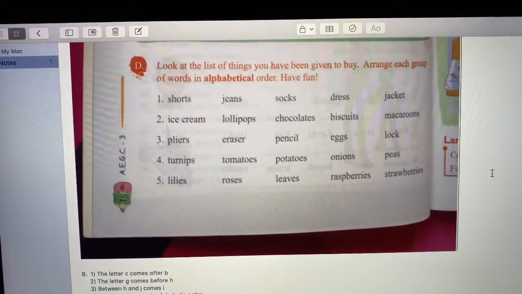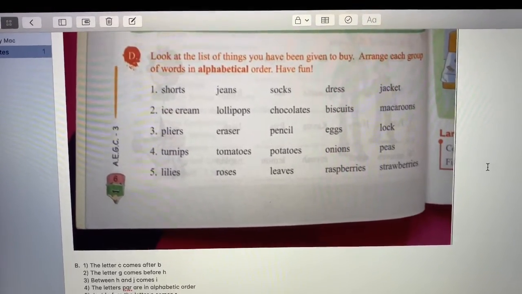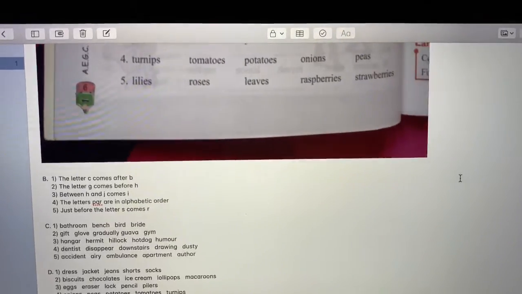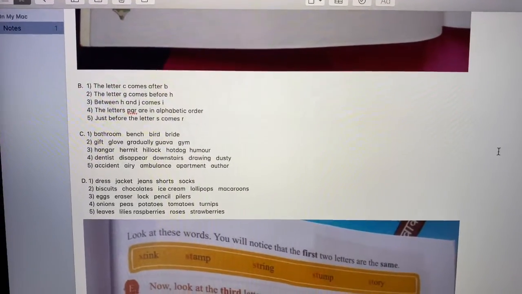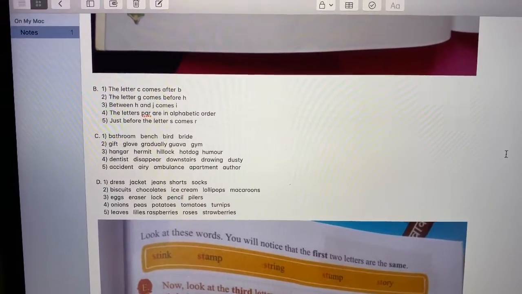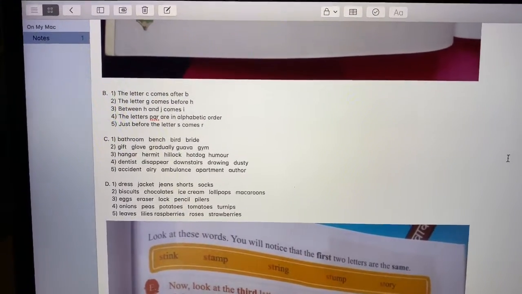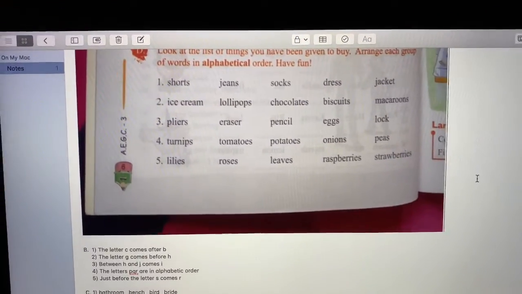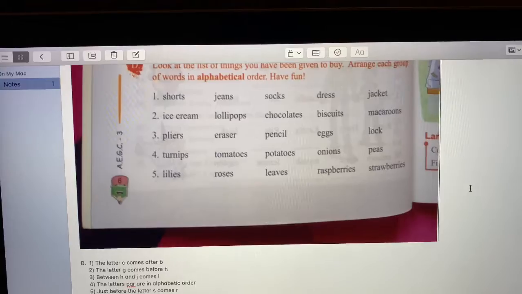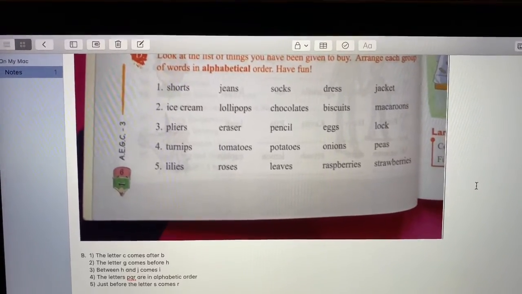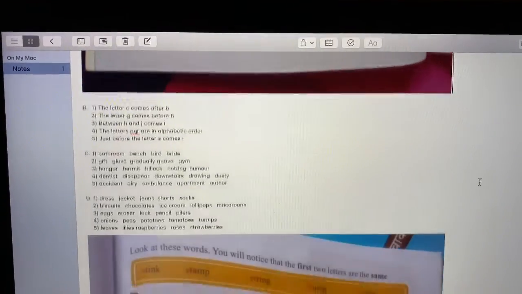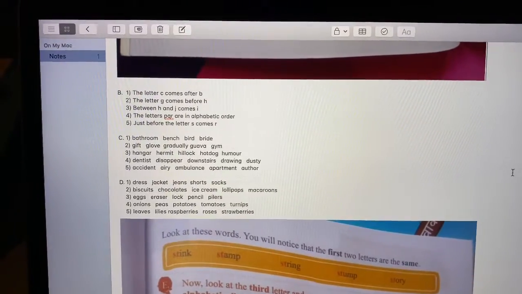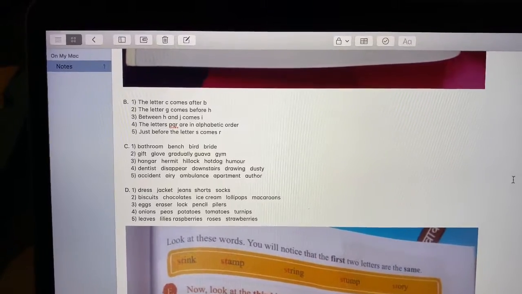Fourth one says turnips, tomatoes, potatoes, onions and peas. So the correct order for this is going to be onions, peas, potatoes, tomatoes and turnips, all in alphabetic order. The last one says lilies, roses, leaves, raspberries, strawberries. So the fifth one in order is going to be leaves, lilies, raspberries, roses and strawberries.